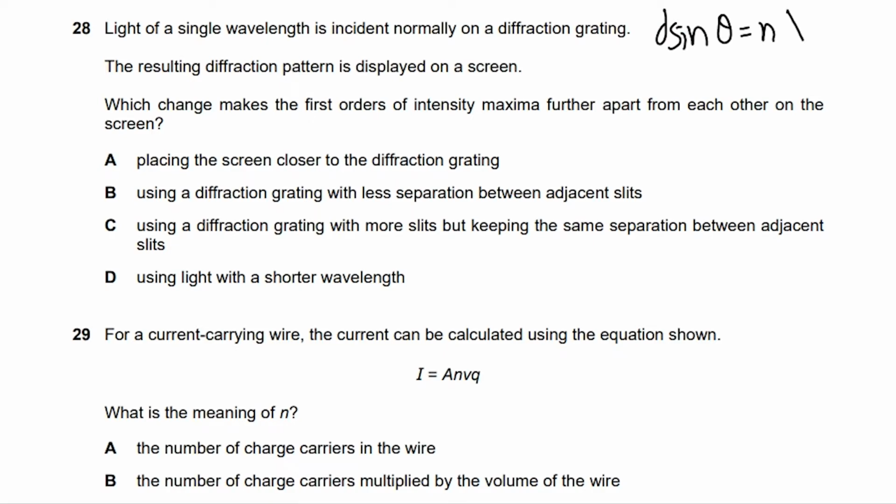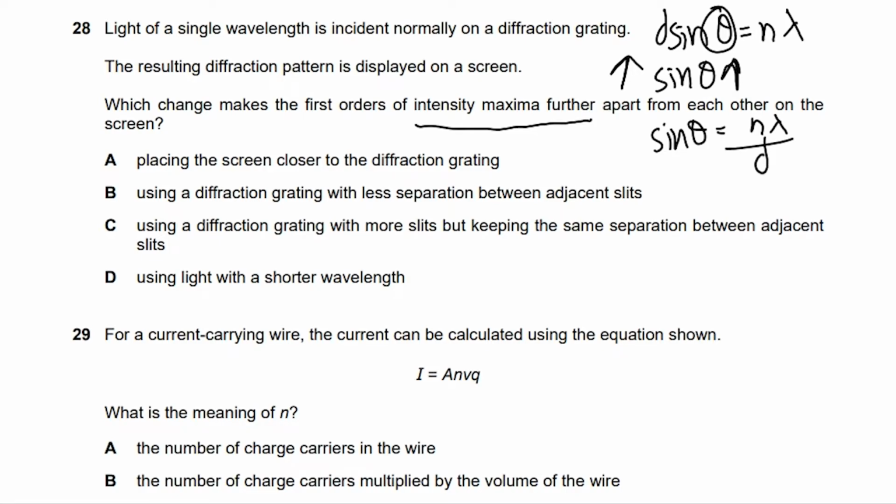Now they're asking us which change makes the first order of intensity maxima further apart. For the intensity maxima to be further apart, the angle theta must be greater. The angle must be greater. And for the angle to be greater, the value of sine theta must be greater. Okay. Now let's make sine theta the subject. Sine theta is equal to n lambda over d.